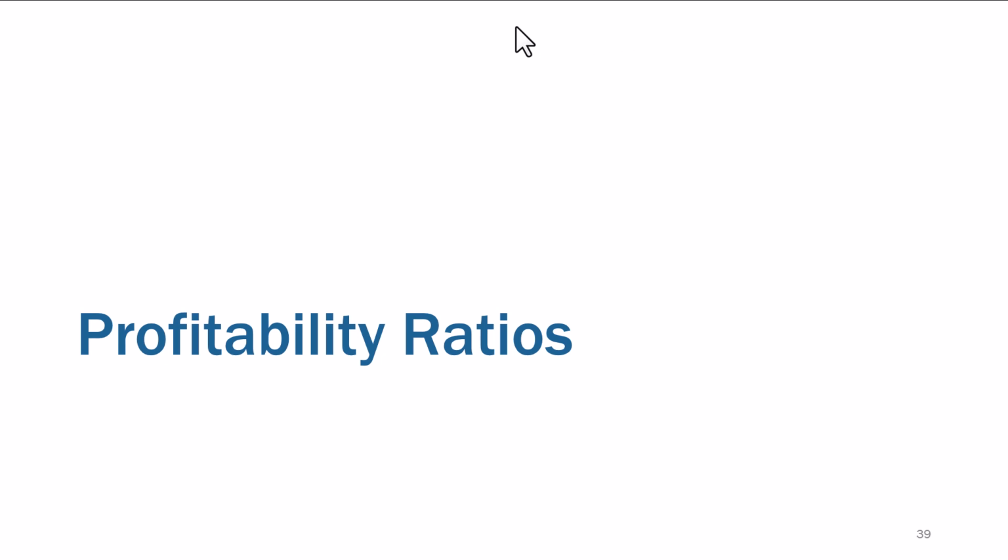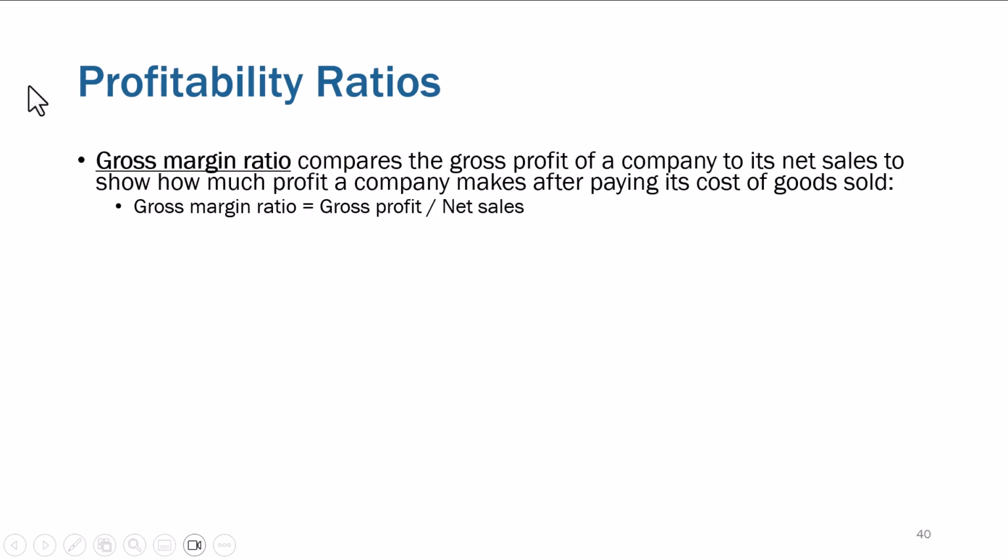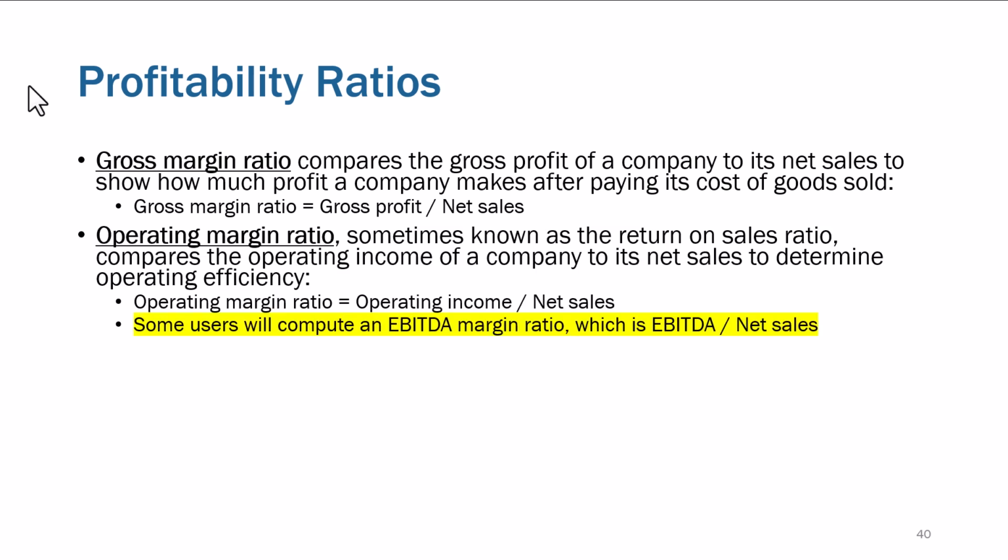How about the profitability ratios? So profitability ratios, one of the first ones is going to be the gross margin ratio, which is going to compare gross profit of a company to net sales. It's going to show how much profit a company makes after paying for its cost of goods sold. That's gross profit or gross margin divided by sales. This one is a pretty good indicator of how much a company can mark up its products by. How valuable are this company's products?